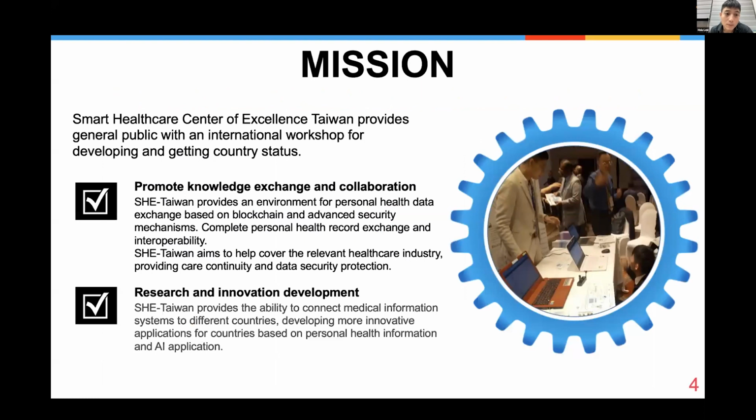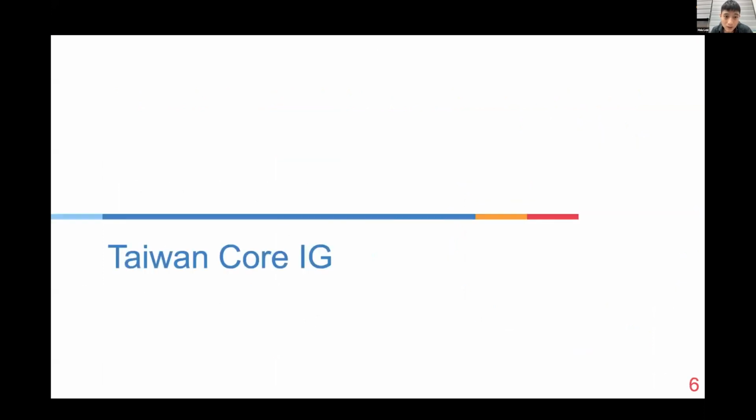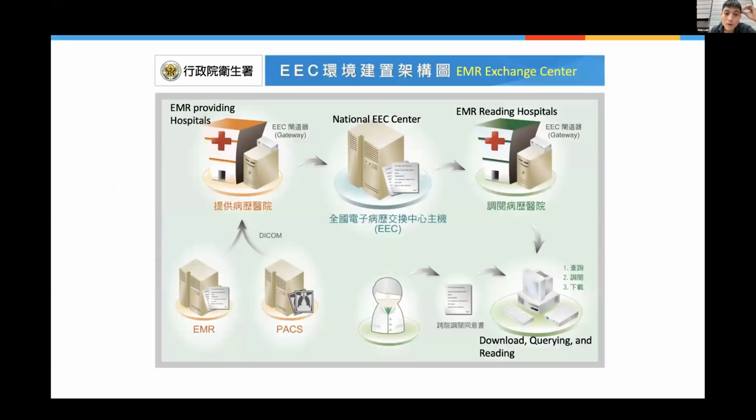And the mission is to promote knowledge exchange and collaboration with the Asia Pacific region and also the Taiwan area, and research and innovation development inside of Taiwan. We focus on four major topics, A, B, C, D, which means AI, blockchain, cloud-based, and data analysis. So I'll just quickly introduce Taiwan's core IG right now.